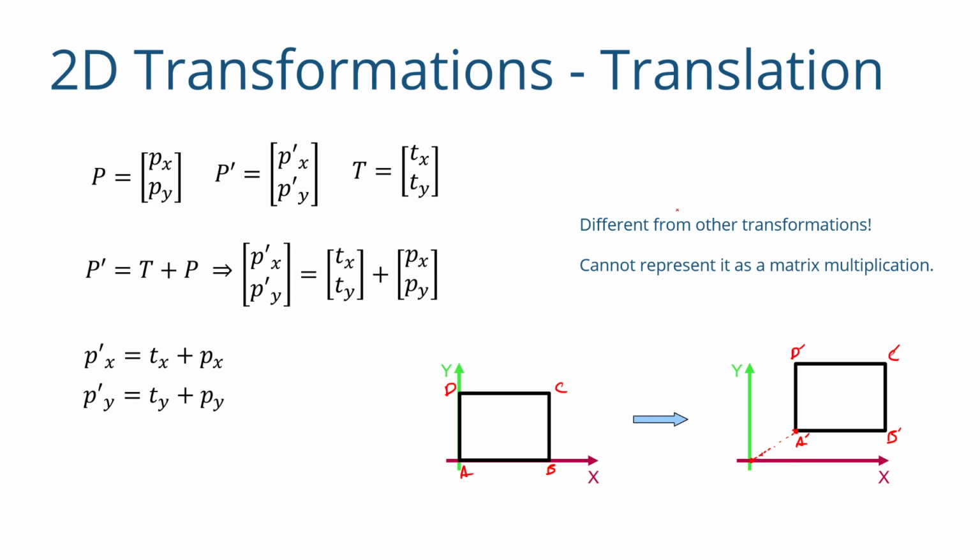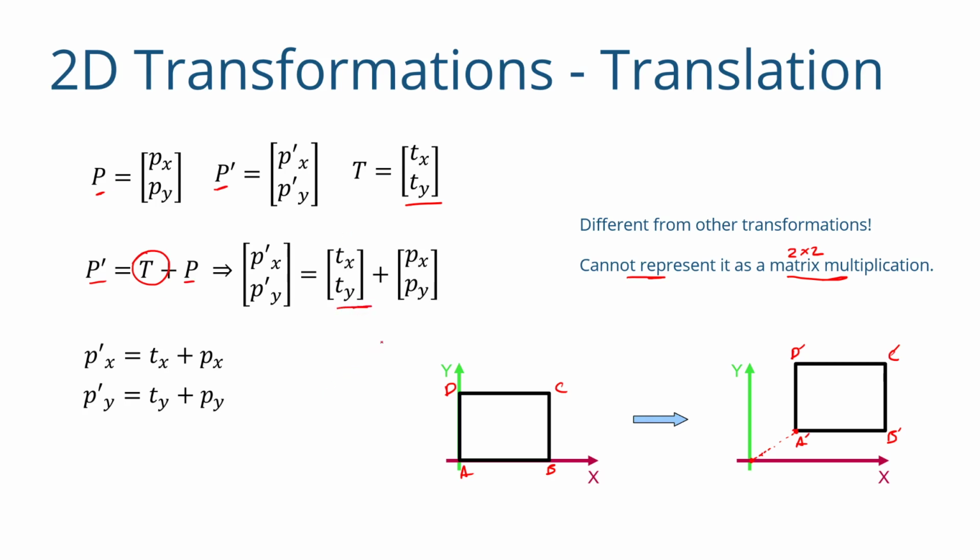And no matter how hard you try, you will not be able to represent a transformation as a product with a 2x2 matrix, like we have been able to do with the earlier transformations. The easiest way to represent translation seems to be to just add an offset vector. So if P is your original point and P prime is the translated point, then from P to P prime, you just have to add an offset vector, which is this Px Py.